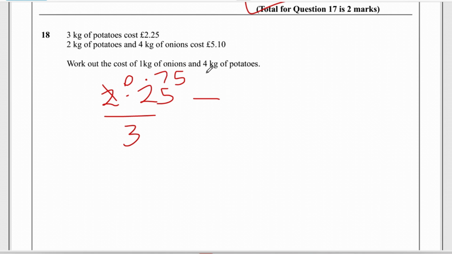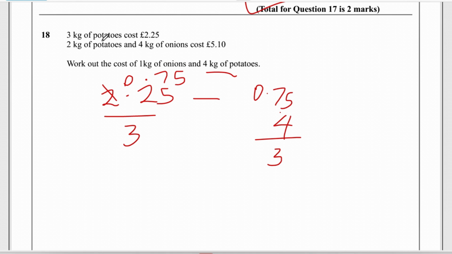Now you would need 4 kilograms of potatoes later. So 0.75 multiplied by 4, or add it 4 times, which is going to give you 3. I know that because 75 two times is 150, and 150 two times is going to give you 3. So that will give you 3 pounds.